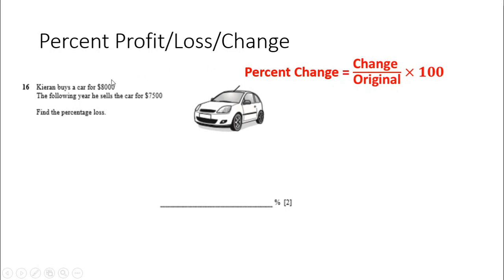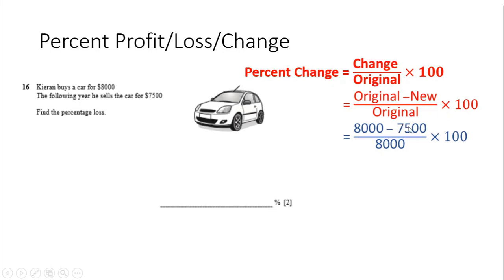Important thing to notice is that it's the original value at the bottom here. The most common mistake people make is they accidentally put the amount of change over the new value. Looking over here, he buys the car for this value. That's the original value, so that's the value that goes on the bottom. And the following year he sells it for this value. We don't put that on the top. We find the amount that this value has changed. Another way of saying change is the old value minus the new value, or the new value minus the old value, whichever way makes this positive, because we want a positive percent change. So I'm doing the original value, the bigger value, minus the new value, the smaller value. That's 8,000 minus 7,500 over the original value.